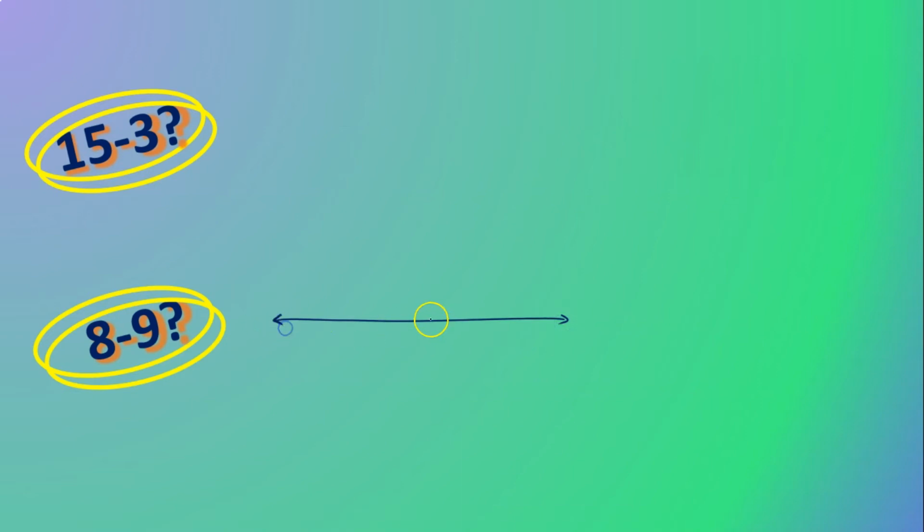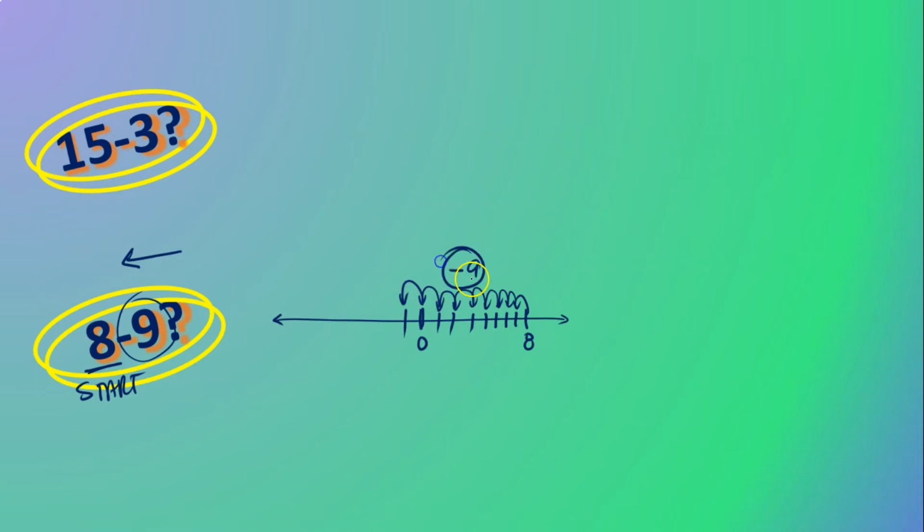So if we have 8 and we're going to subtract 9, we're going to start at 8 and we're going to move, as I was telling you, this amount of spaces to the left. So 1, 2, 3, 4, 5, 6, 7, 8, 9. And then we're going to count them again: 1, 2, 3, 4, 5, 6, 7, 8, and 9. So we have moved 9 spaces to the left, right? So 8 minus 9. We start at 8 and we move to the left 9 spaces, and we're left at minus 1. So that's why the answer to 8 minus 9 is minus 1.